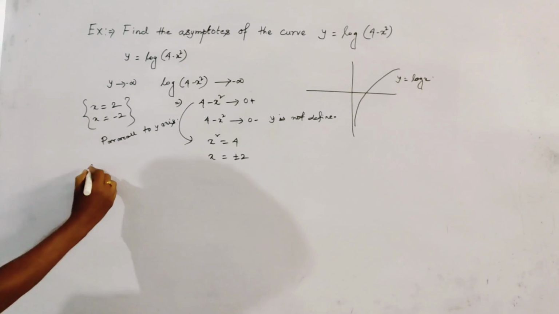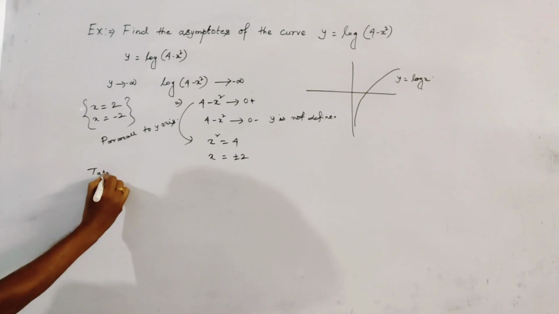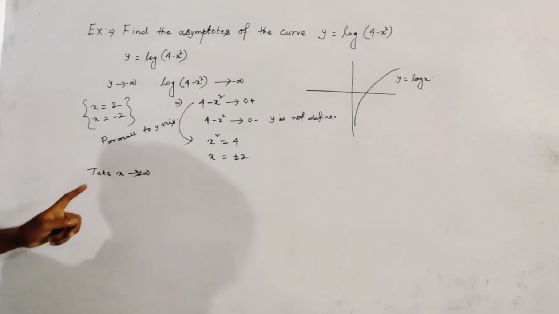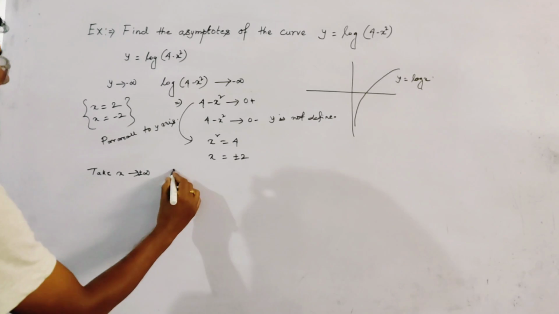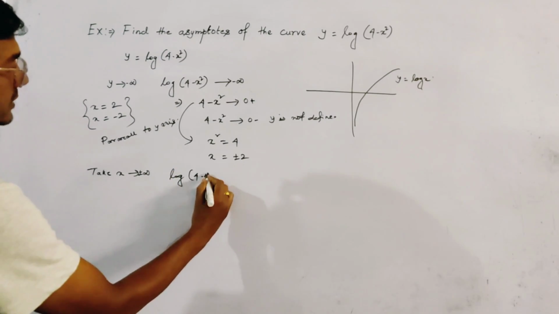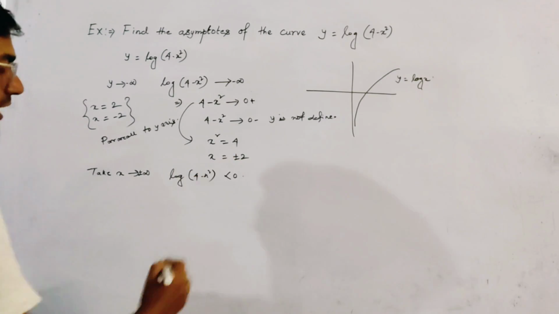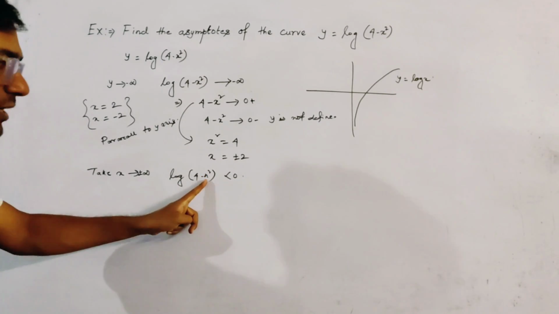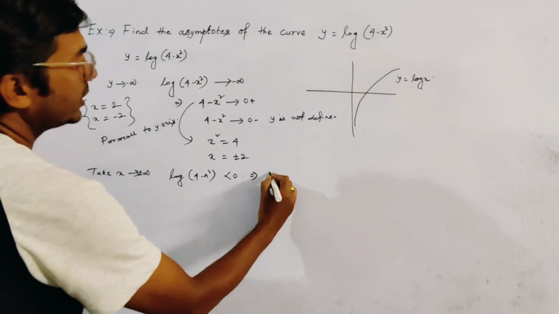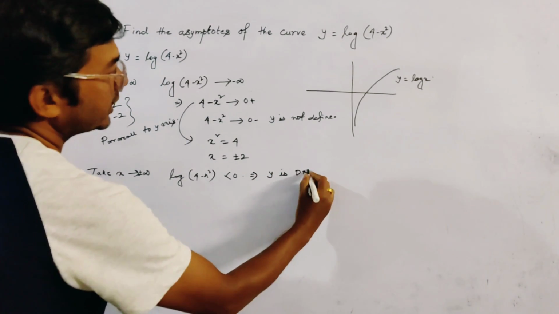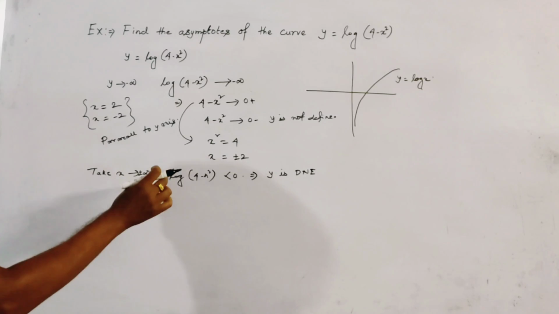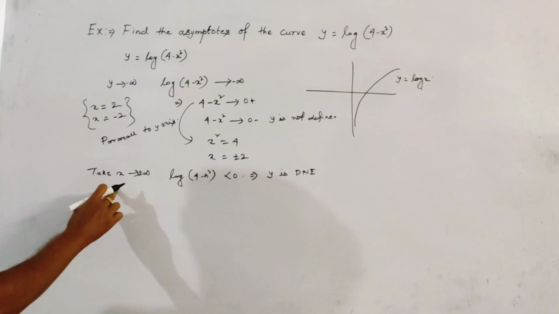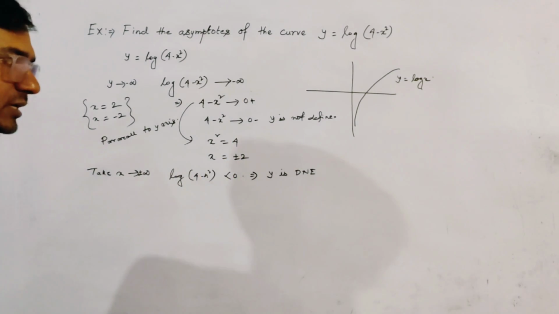Now when we take x tends to plus or minus infinity, then 4 minus x square is always negative, because if we put x square equal to infinity, this is negative, which implies y does not exist, because for a negative value the logarithm does not exist. So there is no asymptote parallel to the x axis.